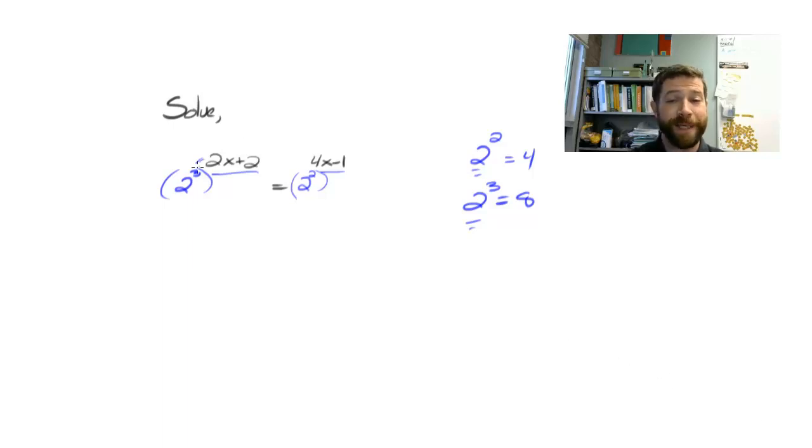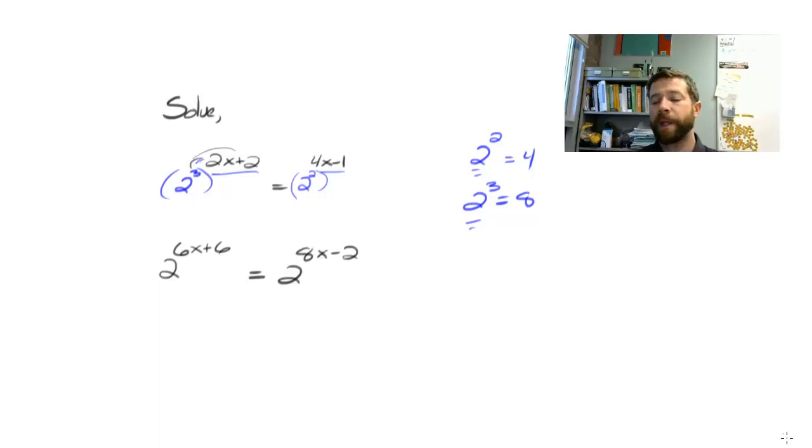So I'm going to multiply 3 times the 2x plus 2. And on the left side here, that will look like 2 to the 6x plus 6. Again, I distribute this 3 to both terms there. The same thing will happen on the right hand side here. This 2 gets multiplied to the 4x minus 1. What I'll get is 2 to the 8x minus 2.